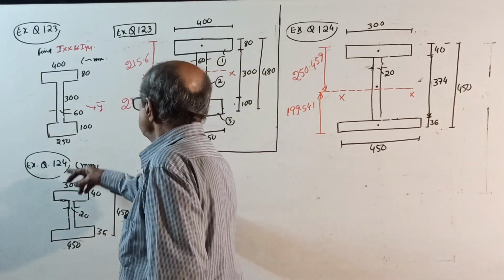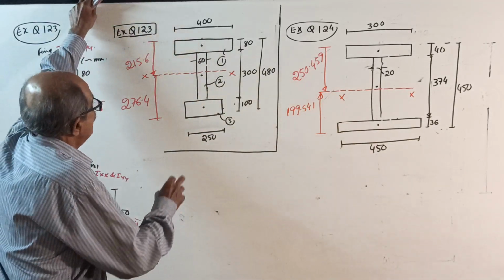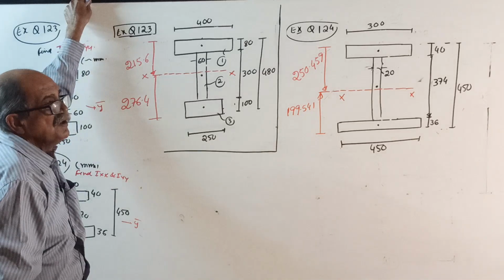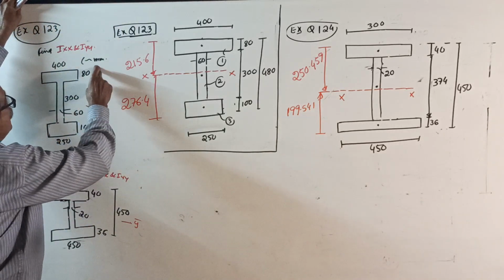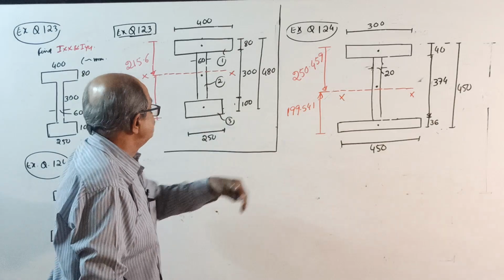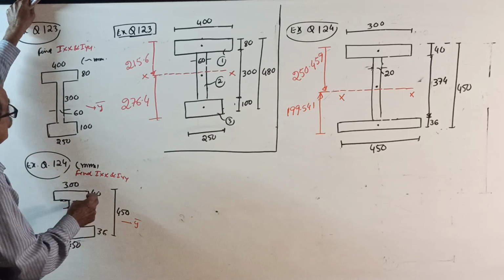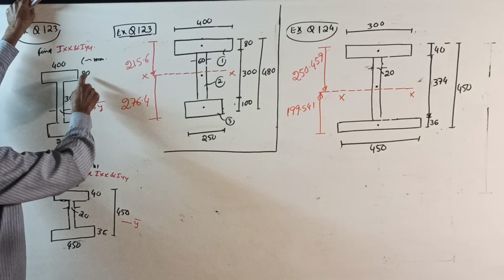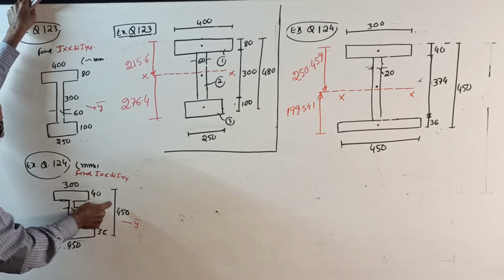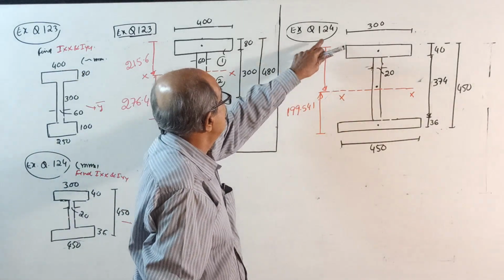Okay, two questions are given. Now see, question 123. Y bar from here will come 276.4. From there, 215.6. See, remember here, this is 300. Total depth you have to calculate: 80 plus 300 plus 100. But in the next question, the total depth is given. So from the total depth, you have to subtract these two thicknesses and get the depth of the web. Here, these two thicknesses plus this depth give the total depth. Subtract their summation from 450 and you get this one. Okay, now. Here, Y bar comes this much from here and here.